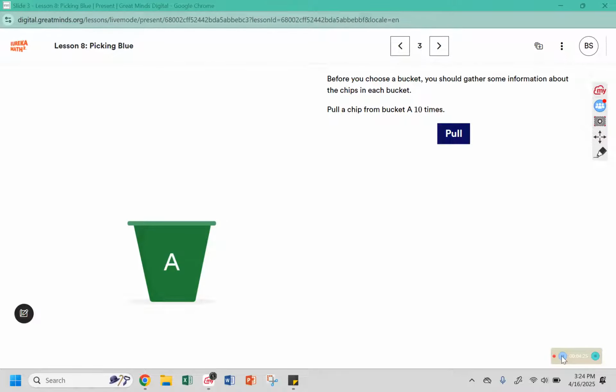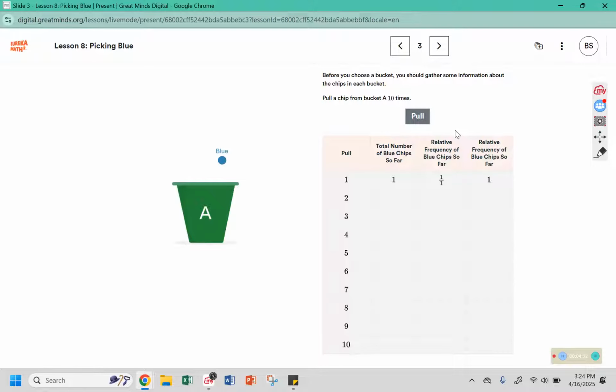Before you choose a bucket, you should gather some information about the chips in each bucket. Pull a chip from bucket A 10 times. So I pulled a blue, then a red, so you can see my relative frequency is changing. So far I have selected one blue out of the total pulls, and they've converted that to a fraction and a decimal. Now I have 2 out of 3 are blue, 2 out of 4 are blue, 3 out of 5, 4 out of 6.